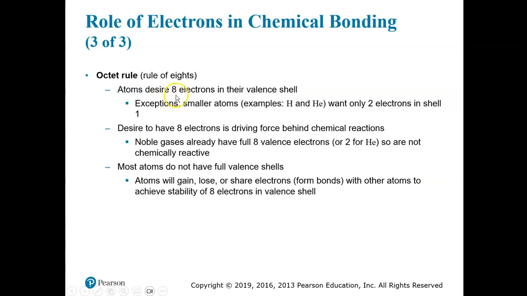So atoms desire 8 electrons in their valence shell, with the exception of the first electron shell, which can only hold 2. So hydrogen and helium only need 2 electrons in their first electron shell, because the first shell is their valence shell and it will only hold 2 electrons. But the rest of the electron shells hold 8 electrons.